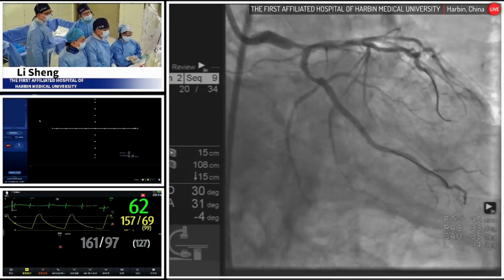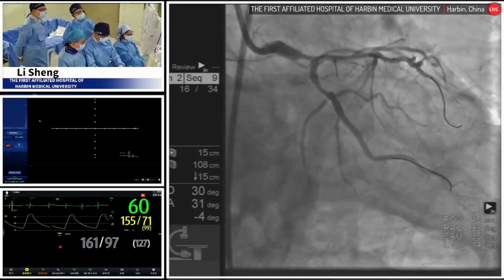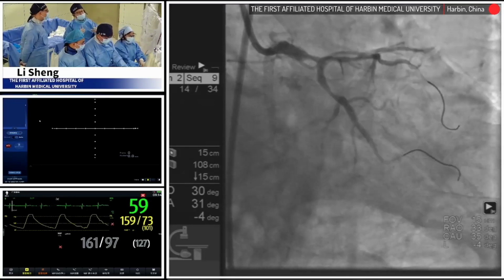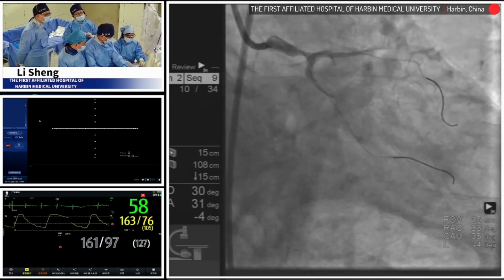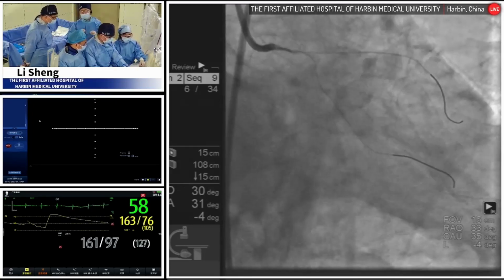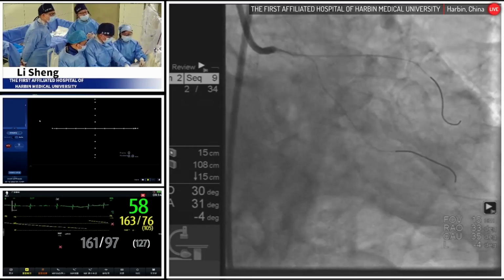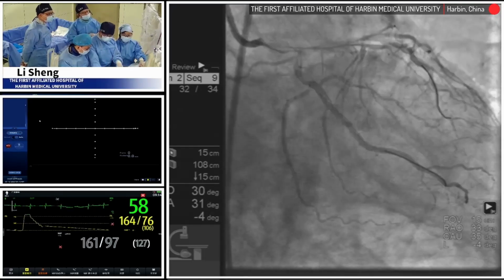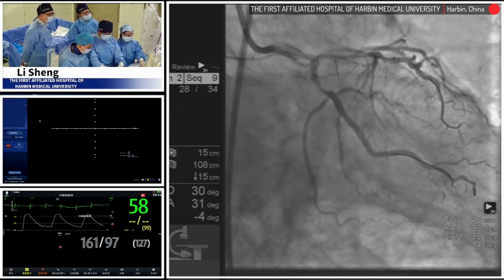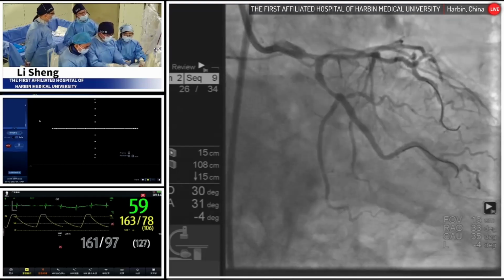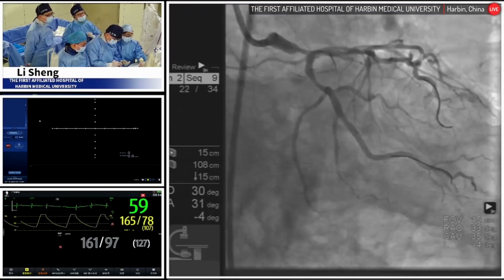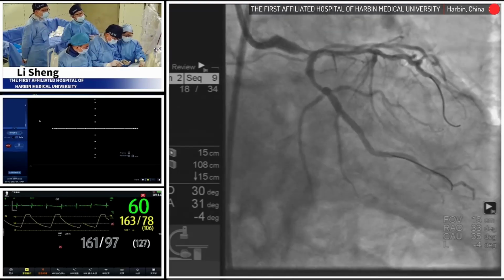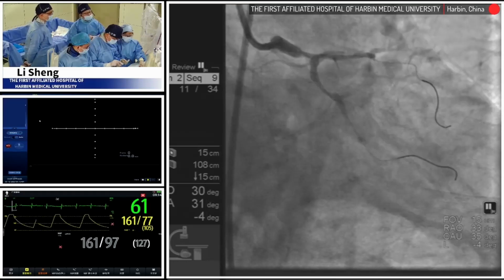I think after the pre-treatment, the stenosis in the LAD looks much better. Right now, I think the lumen is big enough to deliver the IVUS catheter. Since this is a left main bifurcation lesion, Dr. Sheng, you want to choose IVUS imaging, right? Yes, I will use IVUS.